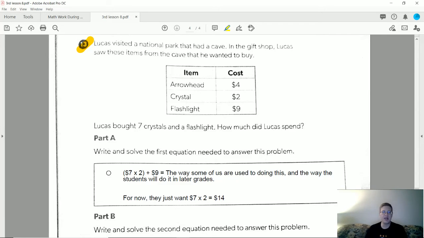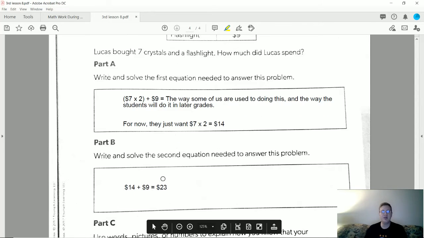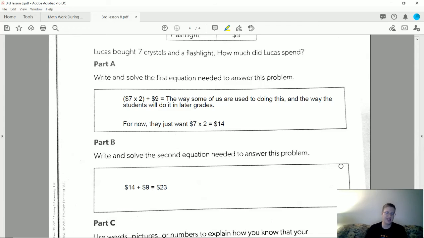So you're multiplying, putting that in parentheses because we're going to do that first. And then we are adding $9 to that. For the moment, all they want us to do is just the first equation, which covers the first step. So I'm going to take my 7 crystals times $2 to get $14. Then we are going to do $14 plus $9 equals 23.